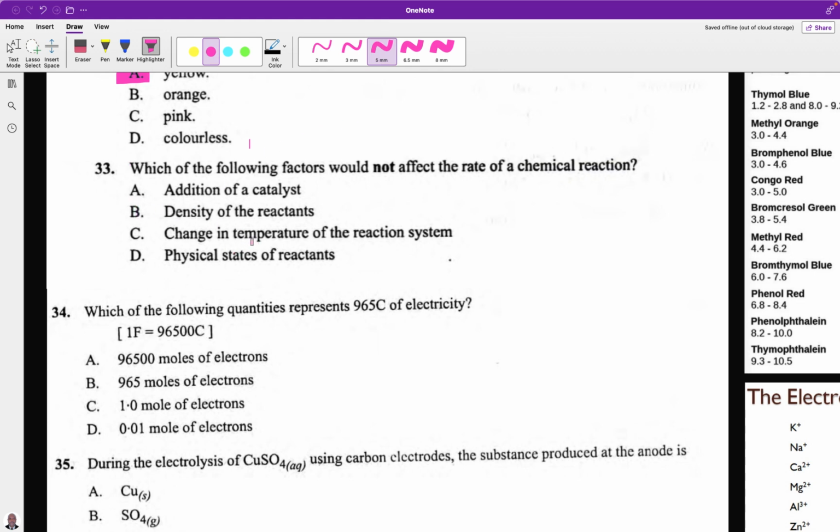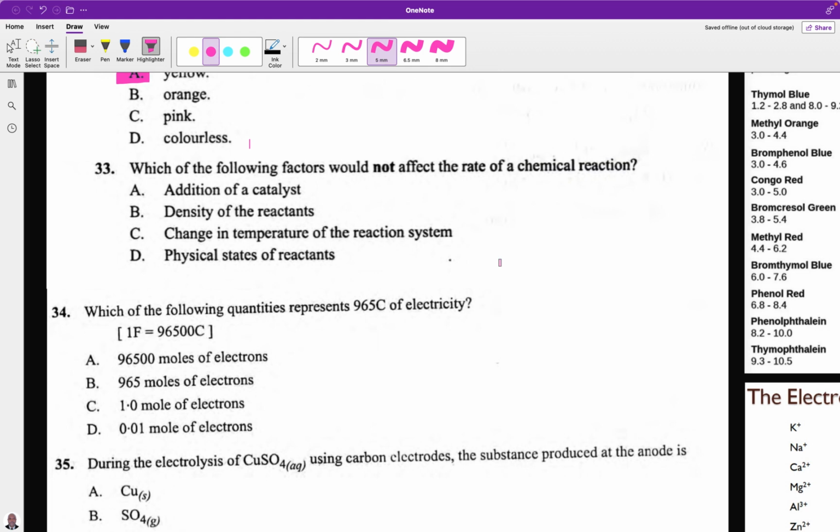Change in temperature of the reaction. A change in temperature is either going to increase or decrease the rate of a reaction. If we increase the temperature, the rate of reaction will increase. If we decrease the temperature, the rate of reaction is going to decrease. So the change of this is going to affect the rate of a reaction. The physical state of the reactant will equally affect the rate of the reaction.